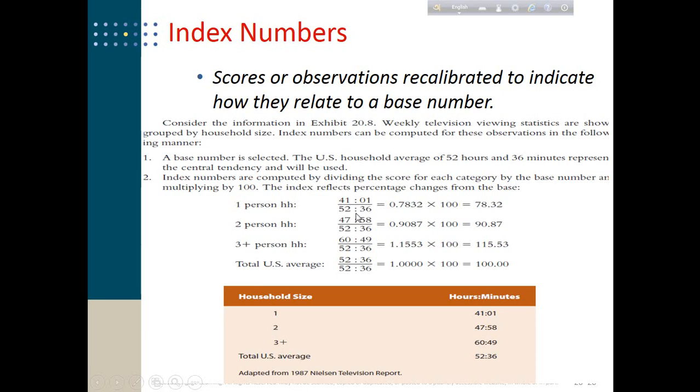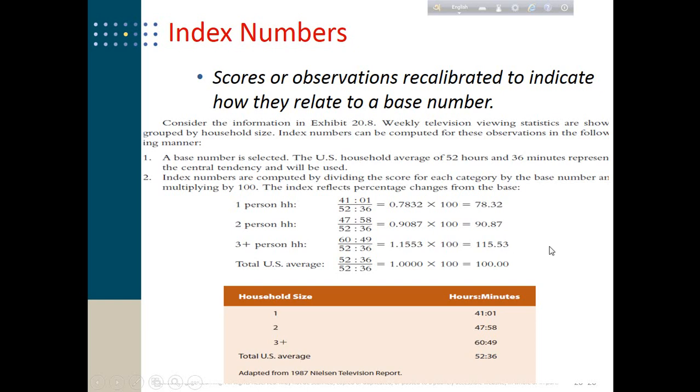each observation is divided by the base observation, 52 hours 36 minutes, that's the base observation, and multiplied by 100. So this one divided by the average multiplied by 100, and this one divided by the average multiplied by 100. So now what we get is the index number. For 1-person households it's 78.32, for 2-person households it's 90, for 3+ person households it's 115, and the US average is 100. So you understand that what previously was 52 hours 36 minutes is now transformed into 100, and what previously was 41, 47, and 60 are now transformed into 78, 90, and 115.